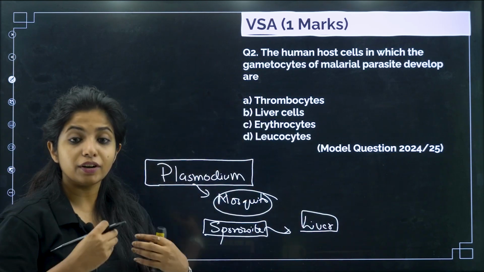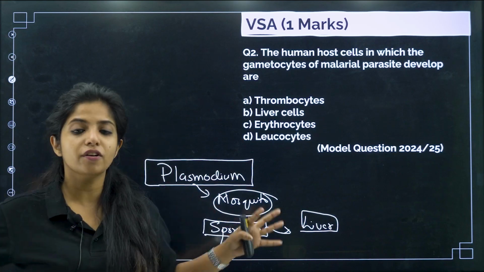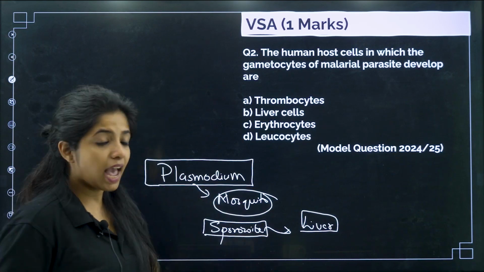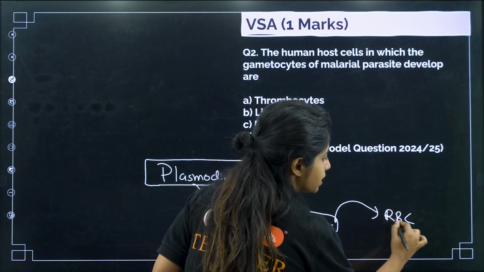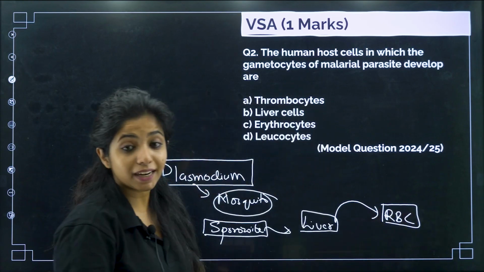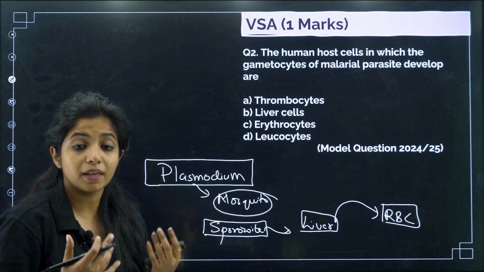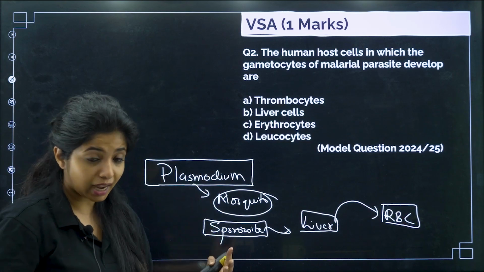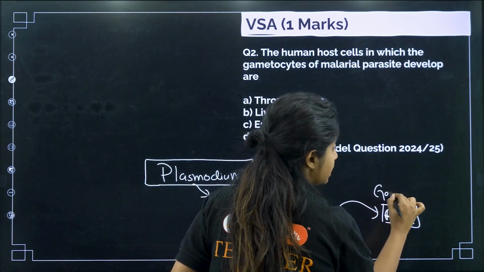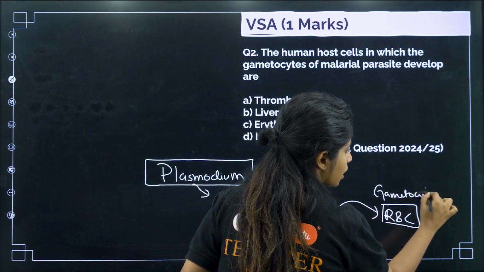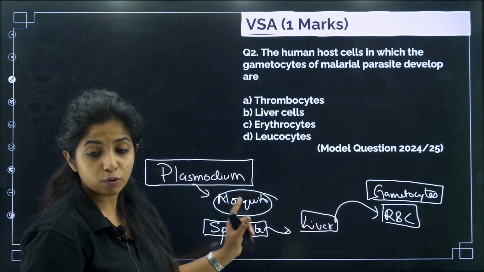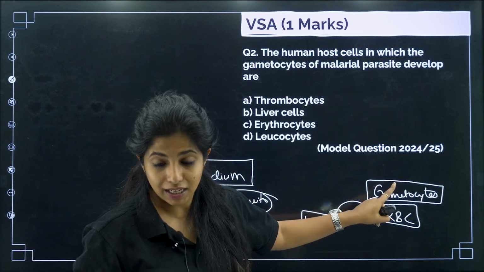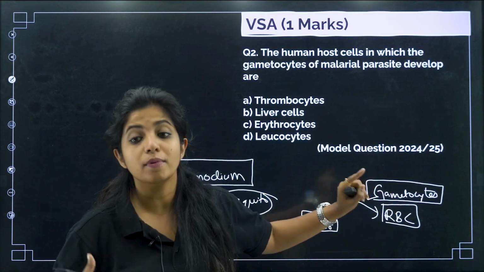It goes to the liver, divides itself, causes a whole ruckus there, damages a lot of cells, and then slowly it will be moving to the next area, that is the RBC or red blood cell. In the red blood cell, they will be transforming themselves into the next type of cells, which are known as gametocytes. So gametocyte is a stage. In this particular stage, the next thing that they will do is form gametes.